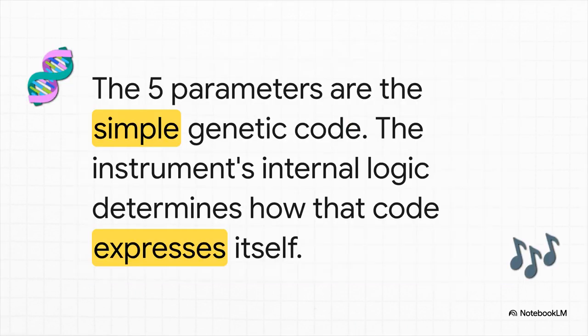A great way to think about this is like musical DNA. Those 5 parameters, they're the simple genetic code, but it's the instrument's internal logic, the code you write inside the instrument, that determines how that DNA actually expresses itself. The very same 5 inputs can create this huge variety of sonic offspring, just by changing the internal rules.